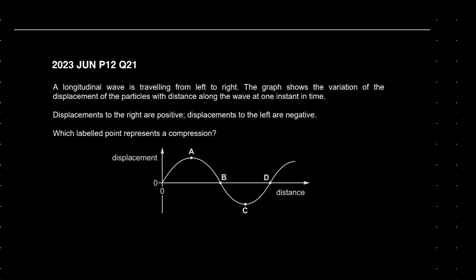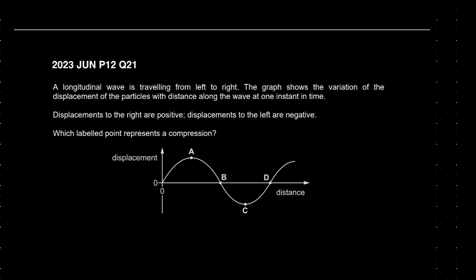21. A longitudinal wave is traveling from left to right. The graph shows the variation of the displacement of particles with distance along the wave at one instant in time. Displacements to the right are positive, displacements to the left are negative. Which labeled point represents a compression? So with a longitudinal wave, you guys obviously know there's no up and down. Instead, it's left and right, with right being positive and left being negative. So which labeled point represents a compression?